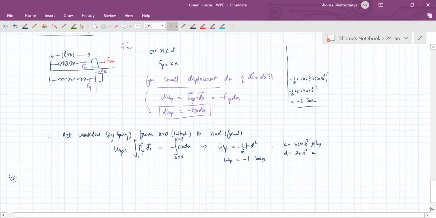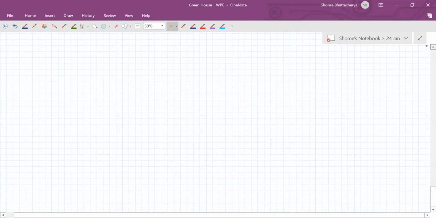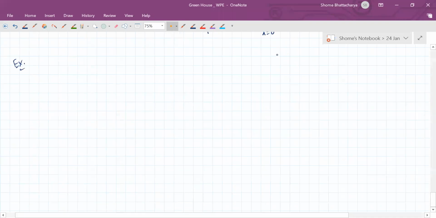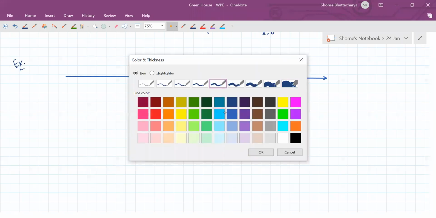Now let's come to another example of variable force. You know Coulombic force, right? Electrostatic attraction or repulsion, Coulombic force, depends on the distance between two particles. It's 1 by x square type, where x is the distance. So let's look at an example of that type. Suppose we have a particle that is moving along our x-axis.